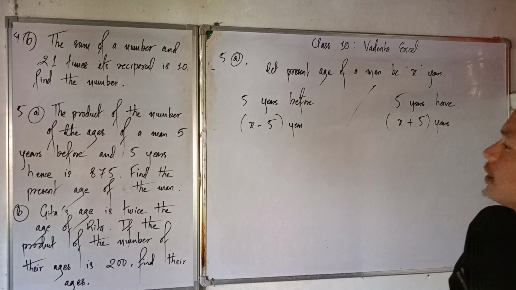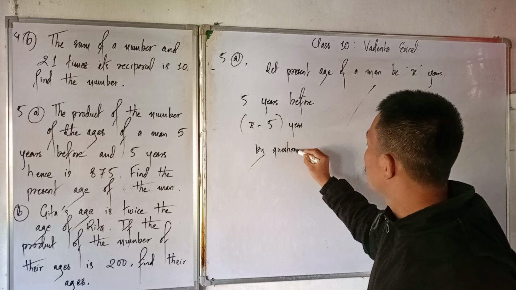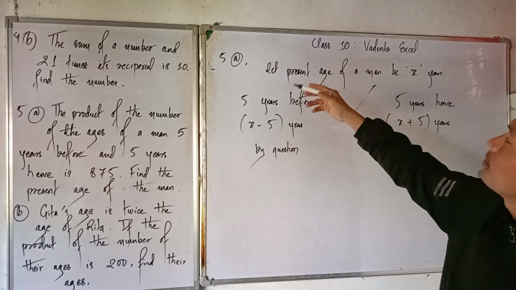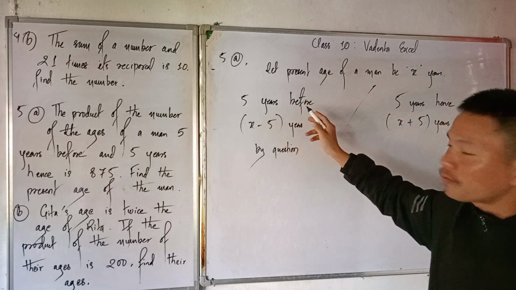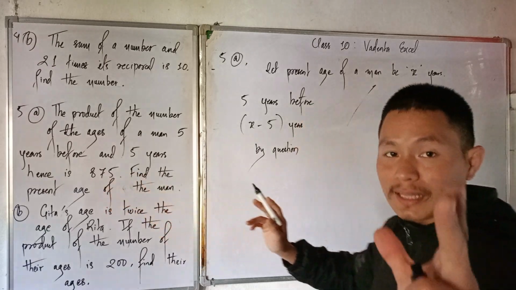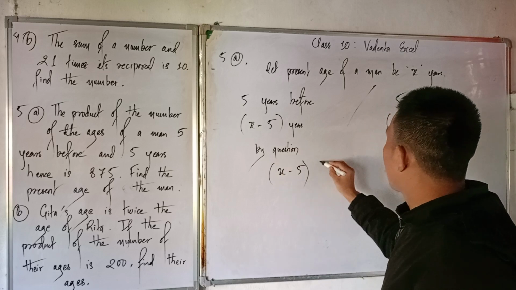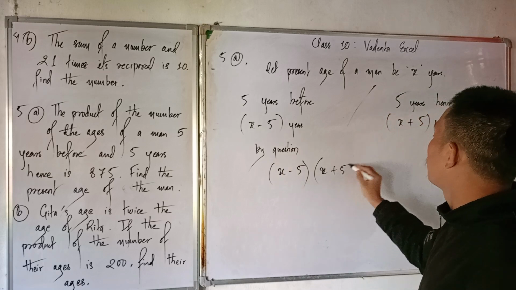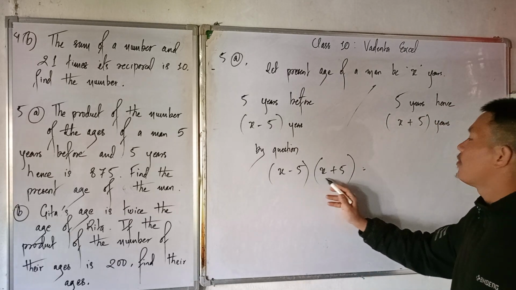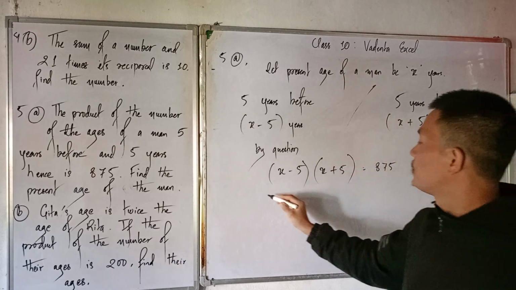Now, by the question, the product of the ages of a man 5 years before and 5 years hence must be equal to 875. That is given by the question. By the question, (x minus 5) times (x plus 5) must be equal to the product of their ages 5 years before and 5 years hence, which equals 875.